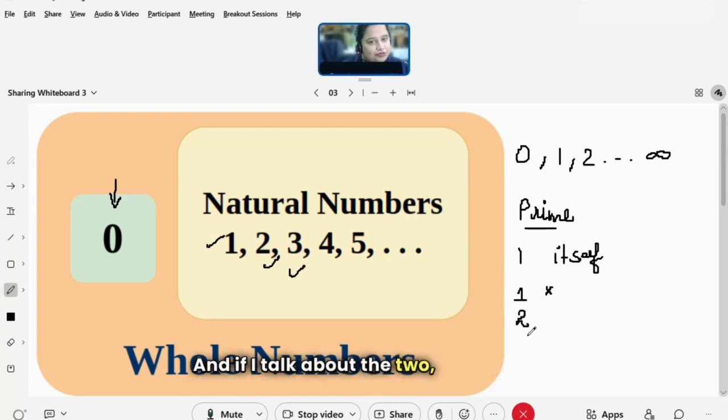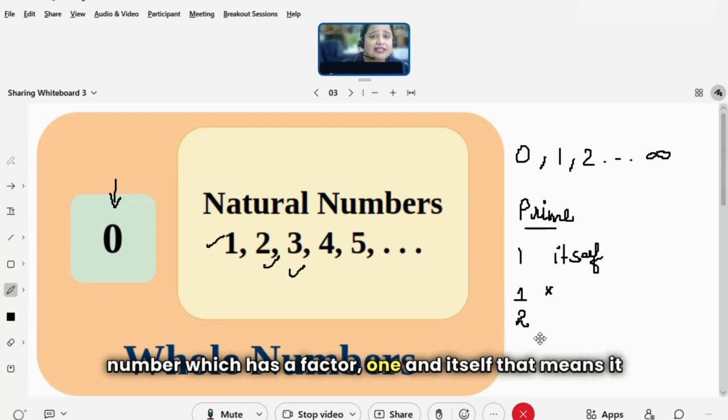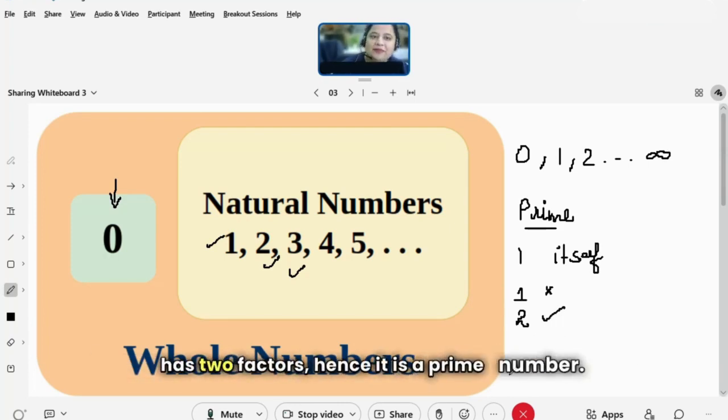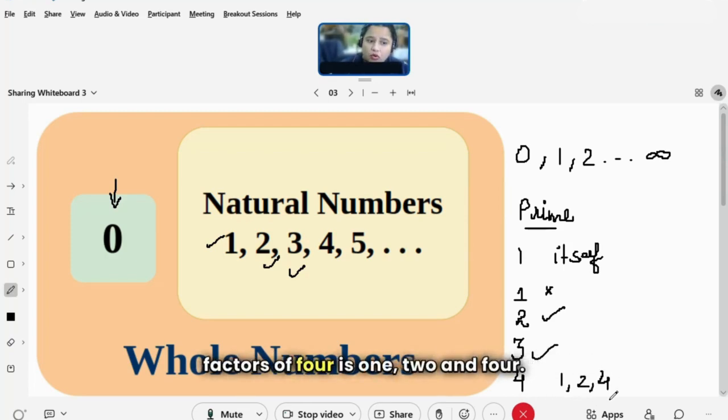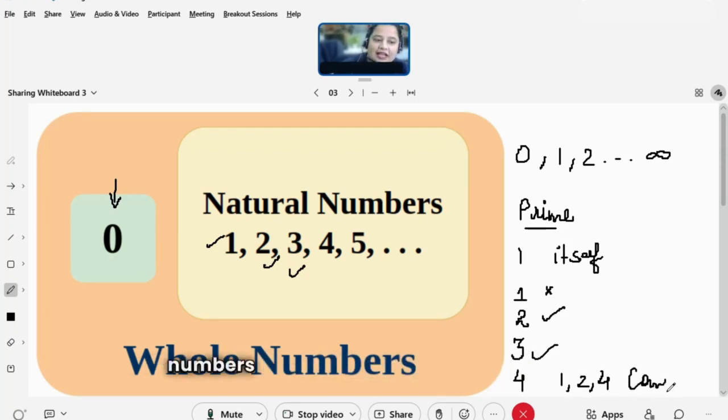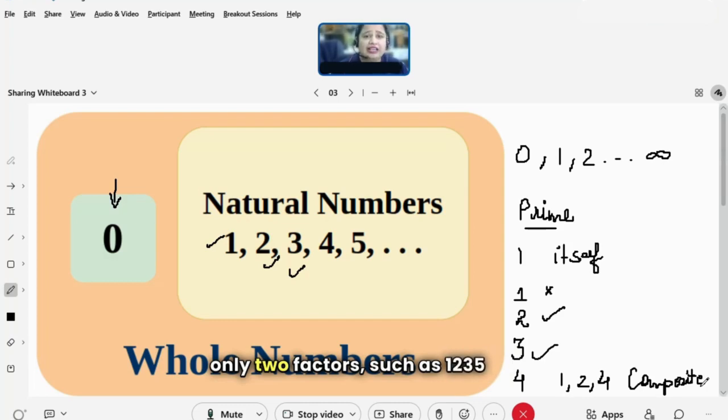If I talk about 2, it is a number which has the factors 1 and itself. That means it has two factors. Hence, it is a prime number. If I talk about 3, the factors are 1 and 3, correct, it is a prime number. But if I talk about 4, the factors of 4 are 1, 2 and 4. Wait, it is more than two numbers. So in this case, these numbers are called composite numbers. They are the opposite of prime numbers. So prime numbers are the numbers which have only two factors, such as 2, 3, 5, 7, 11. These are prime numbers.